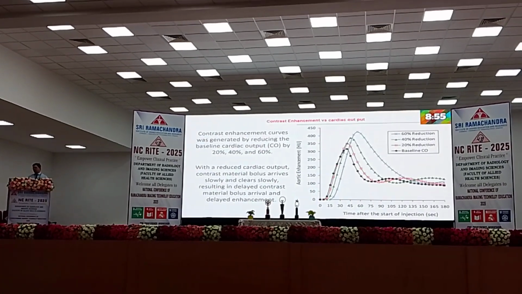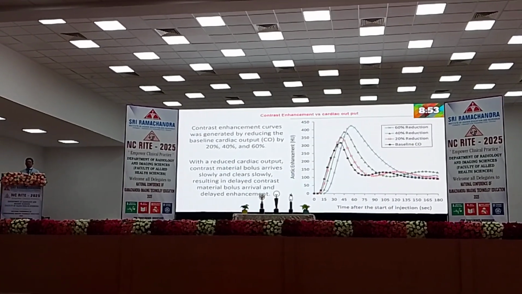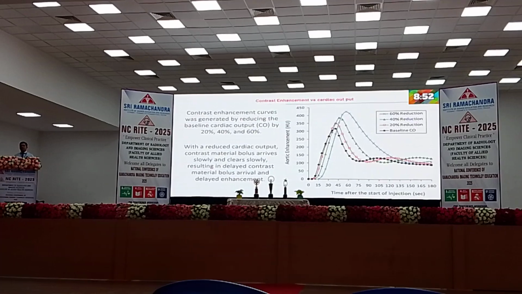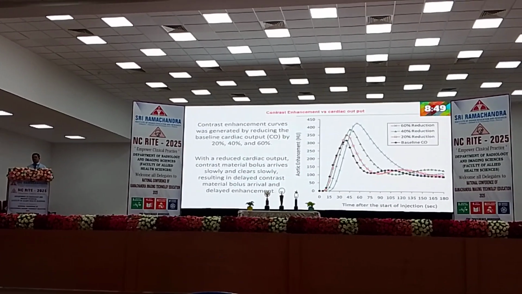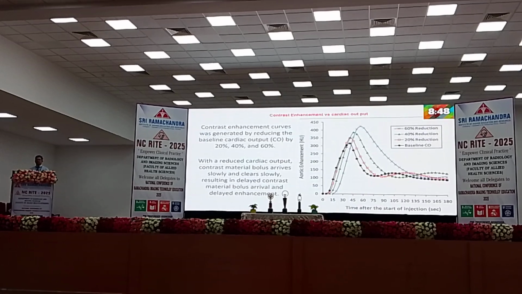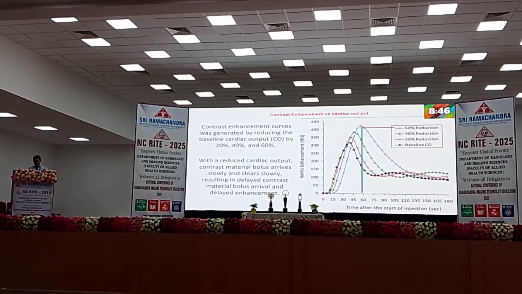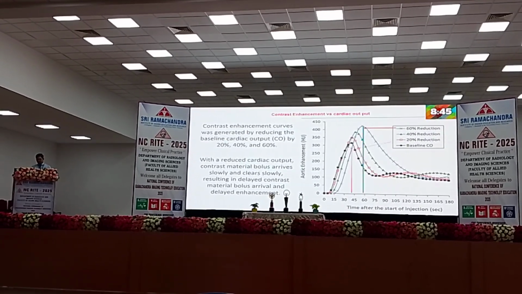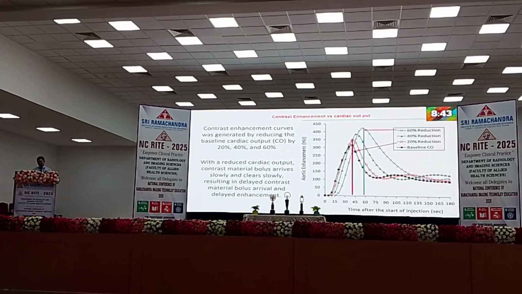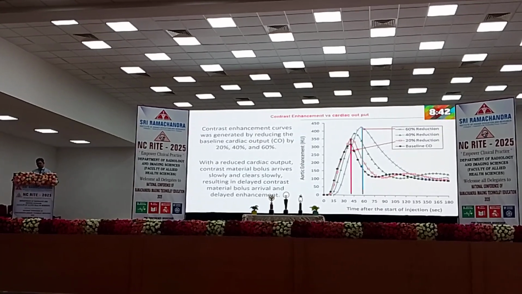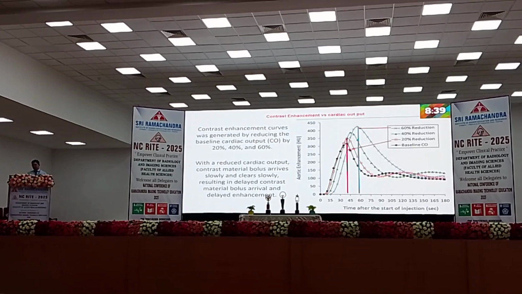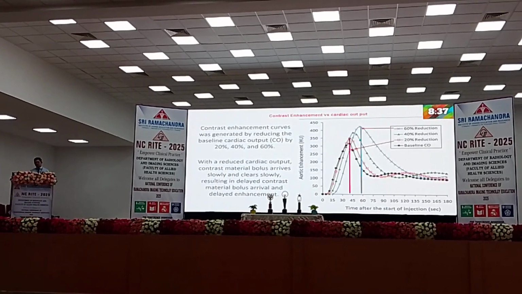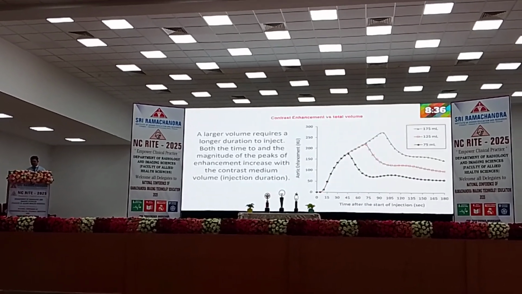That's very important. So based on that, you should plan the flow rate, not the amount of contrast, not the concentration. The flow rate you have to adjust according to that. Okay. So that is what I give as an example here. The difference between a 20% reduction, if it is there, what is the contrast enhancement? If it is a 60% reduction in the cardiac output, what is the enhancement, is given here.